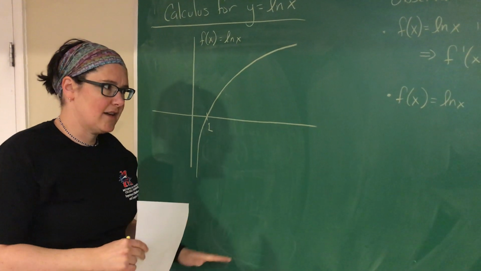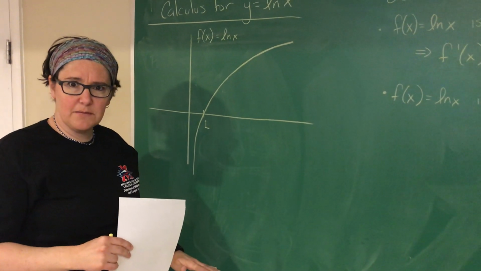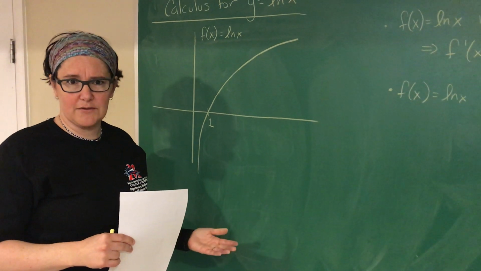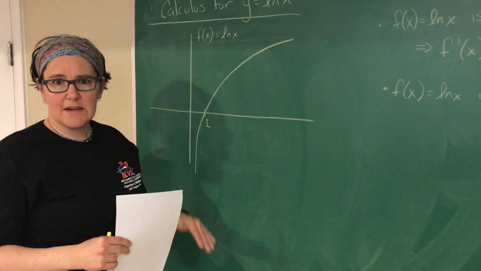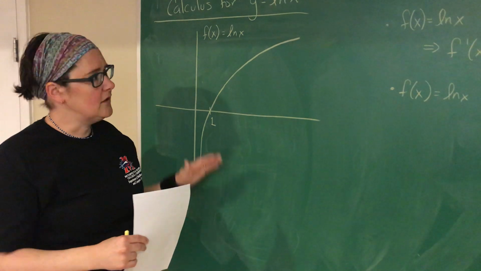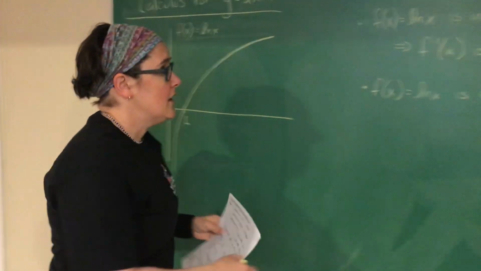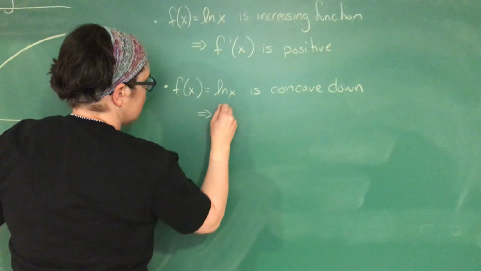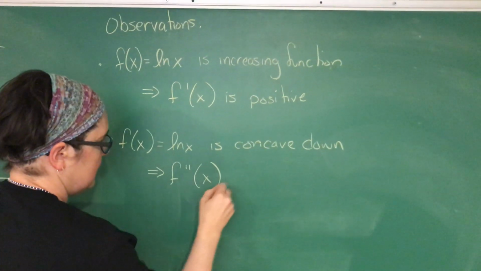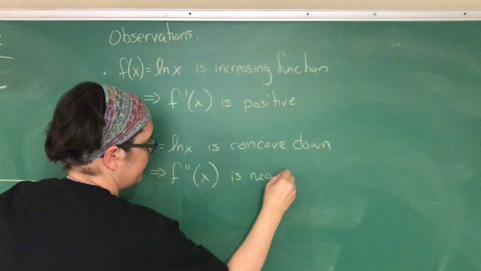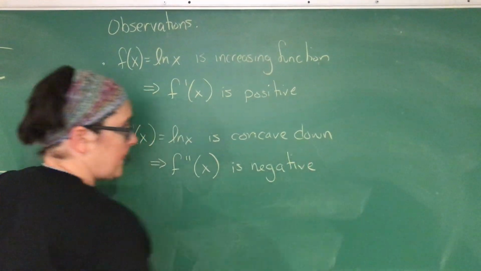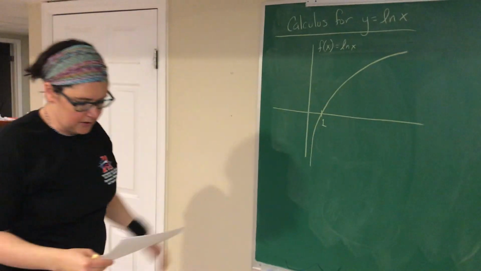So when the second derivative is positive, the original graph is concave up. When the second derivative is negative, the original graph is concave down. So we have a concave down graph. That tells us that our second derivative is negative. Okay. All right, so these are observations about the natural log function.